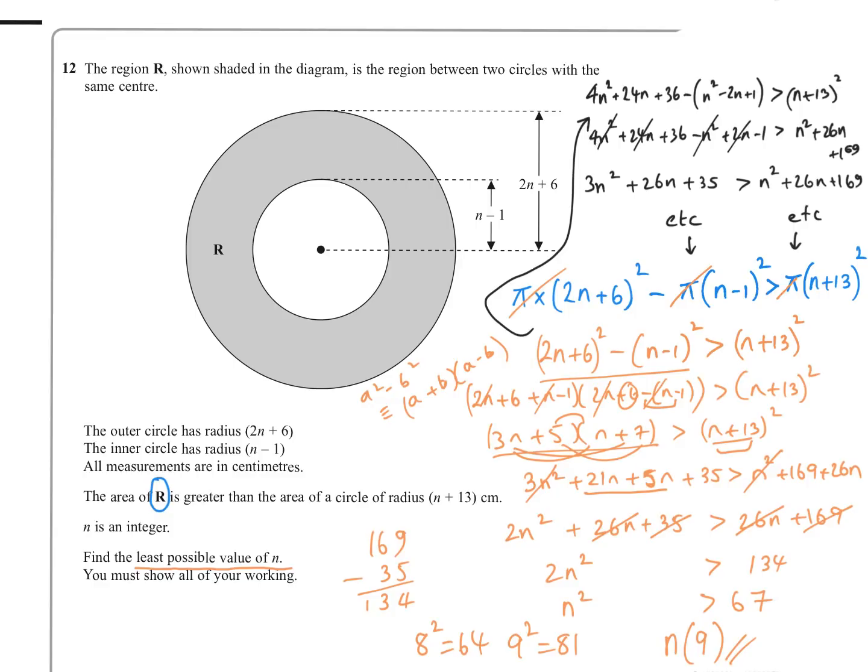Out of guilt, I just did the expanding method as well, so you don't have to use difference of two squares, and that's the working out there, so you can just follow that if you wish. Okay, let's move on.